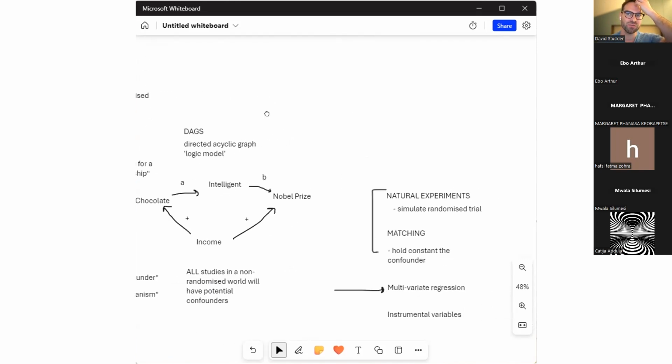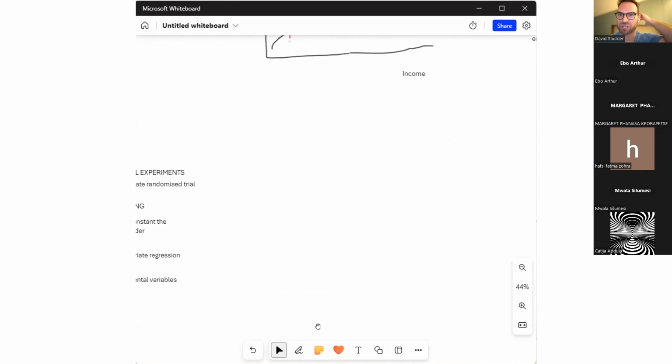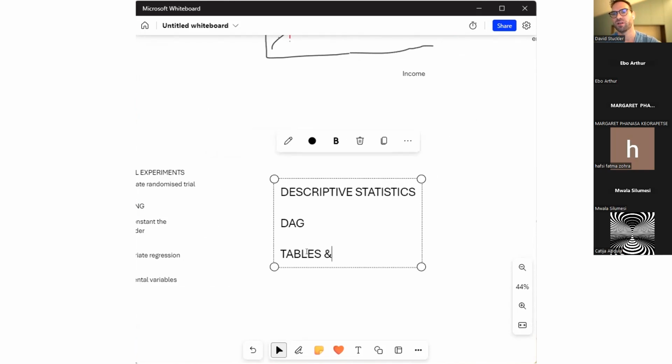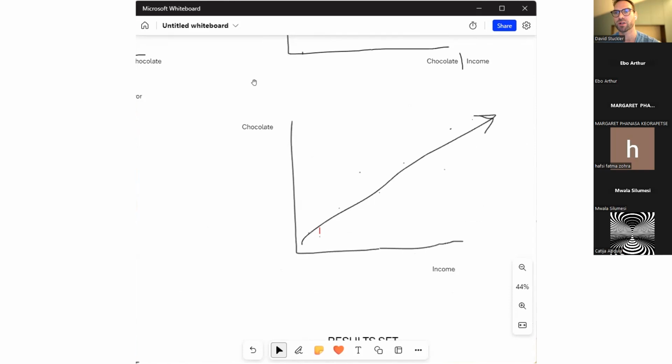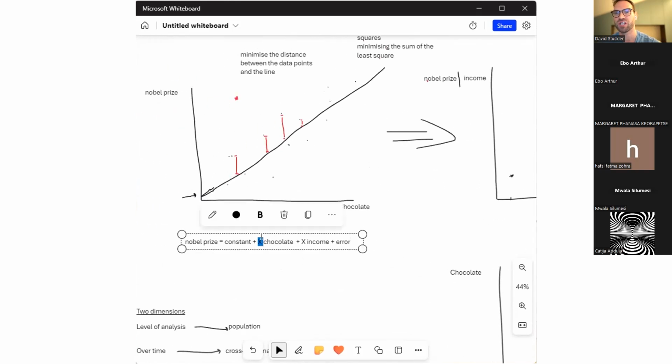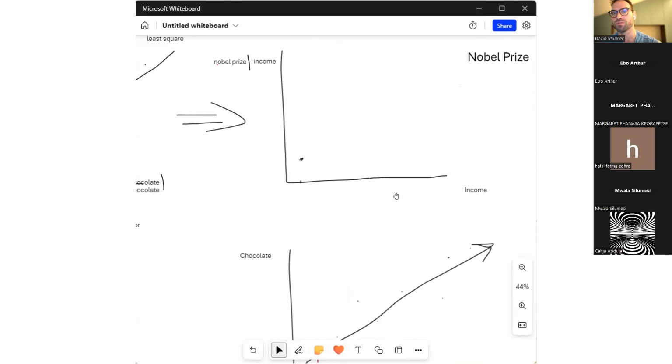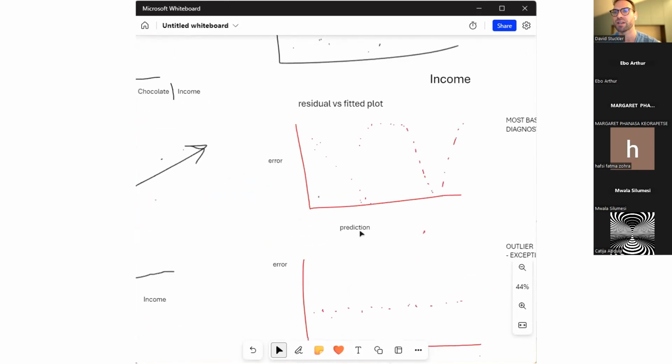Just in closing, when you write up your results, because I want to say something on interpretation, I always make something called a result set. And that result set usually consists of descriptive statistics. It usually consists of the DAG, and then it consists of tables and figures that speak to my research question, that test my research question. It could be a table of output from a regression model that tells me what all my coefficients are, where my coefficients are. It might include even some residual plots. I sometimes put those in the appendix to show everybody my model's pretty good so they can trust me.